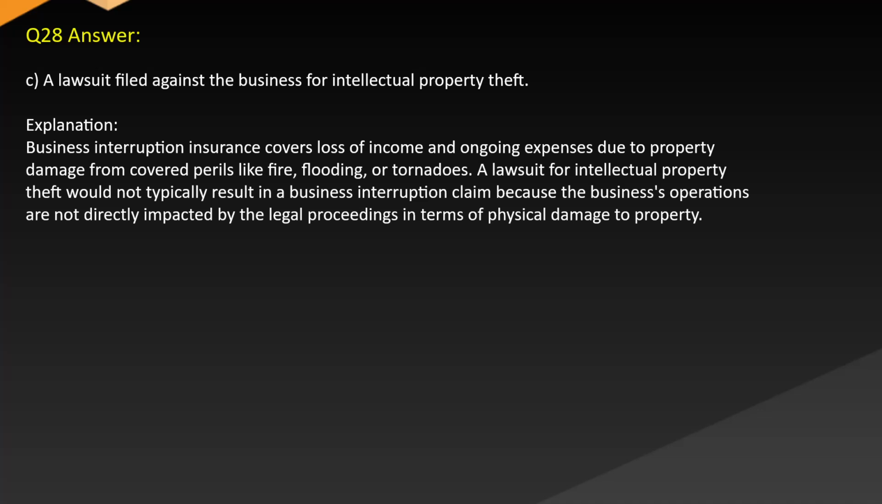Explanation: Business interruption insurance covers loss of income and ongoing expenses due to property damage from covered perils like fire, flooding, or tornadoes. A lawsuit for intellectual property theft would not typically result in a business interruption claim because the business's operations are not directly impacted by the legal proceedings in terms of physical damage to property.